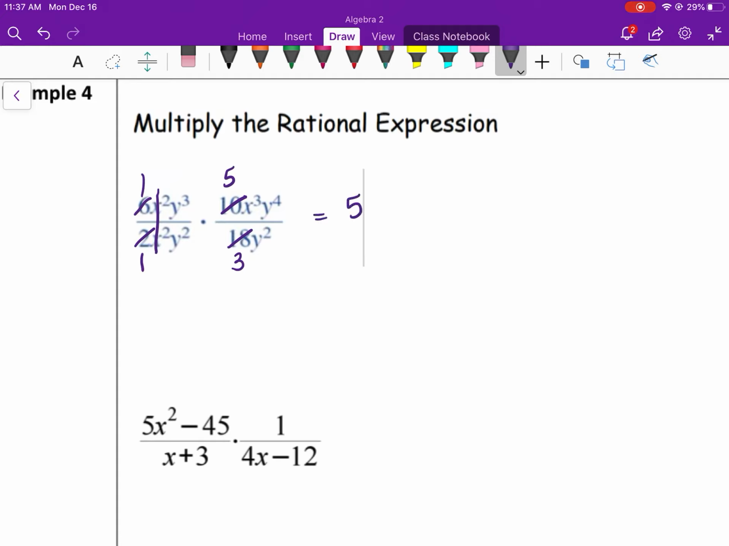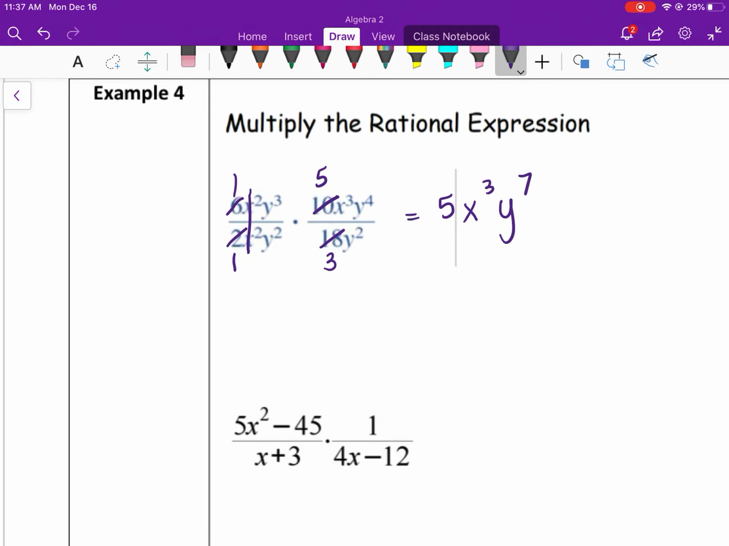So 1 times 5 is 5. Then I have x cubed. And then y cubed times y to the 4th is y to the 7th. So when you multiply and the bases are the same, you add the exponents. So you get y to the 7th because that's 3 y's, and then times 4 more, so you have a total of 7. And then on the bottom, 1 times 3 is 3. Y squared times y squared is y to the 4th.